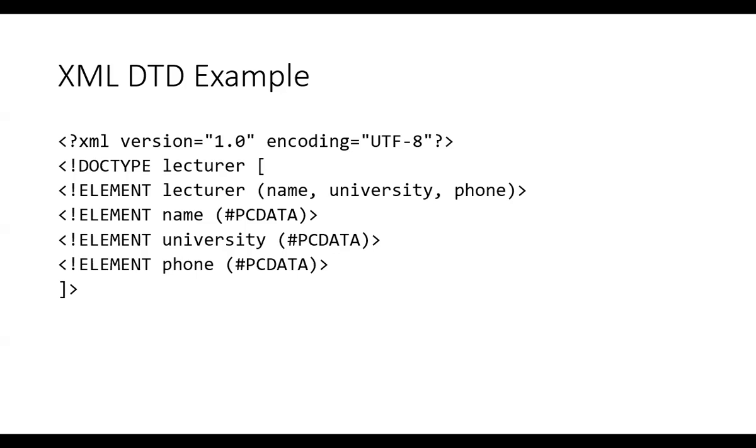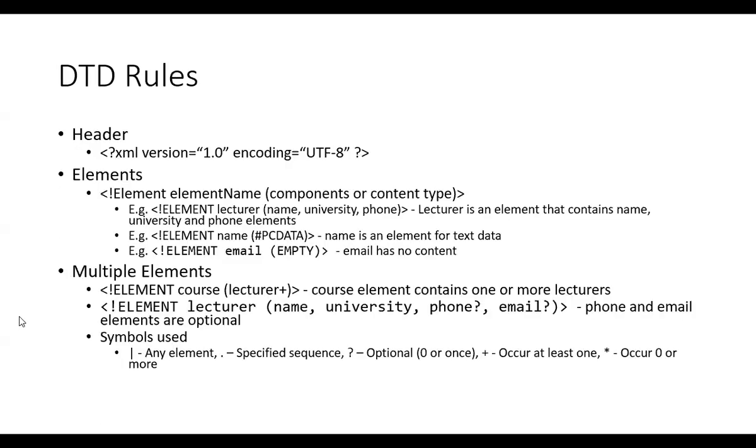Okay, let's move to the next one. As you can see in the first one, that is the header. And then we have element. With this one, we can say lecture is an element which contains the name, university, and phone numbers. And we have text data.